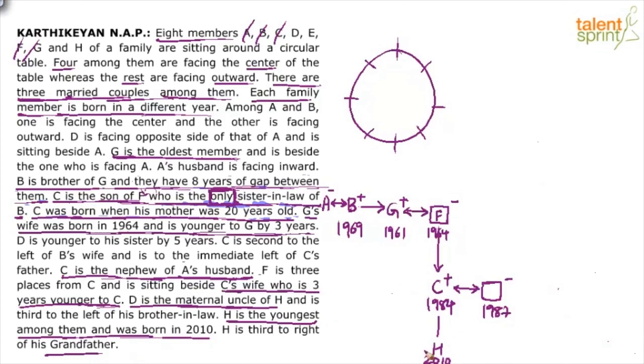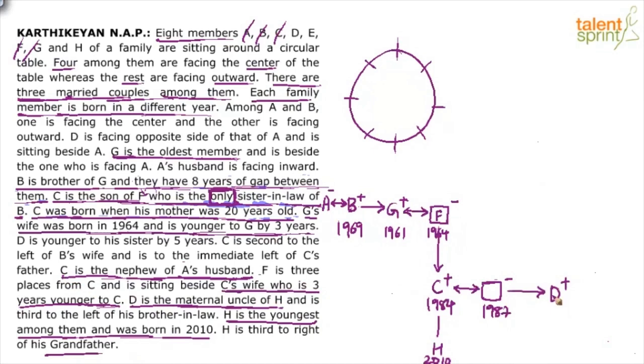D is H's son or daughter, not known, by the way. H can be male or female. But then D is the maternal uncle of H. What do you mean by maternal uncle? Your mother's brother. So H's mother is this person, whoever comes here, and her brother is D. Maternal uncle, so D is male. Maternal uncle is obviously your mother's brother.